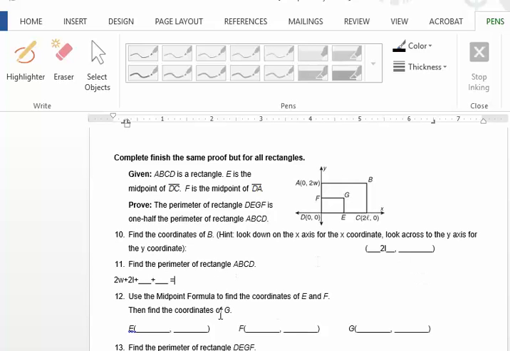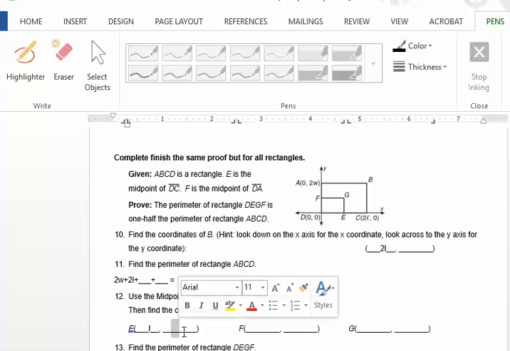Now you're going to use the midpoint formula to find the coordinates of E and F. You don't really have to use the midpoint formula. You can just say, okay, E is halfway between 0, 0 and 2L, 0. What's half? This is 2L long. What's half of 2L? 2L plus 0 is 2L. 2L divided by 2 is just L. The x-coordinate of E is L. What's the y-coordinate? Well, it's on the x-axis, so the y-coordinate is 0.